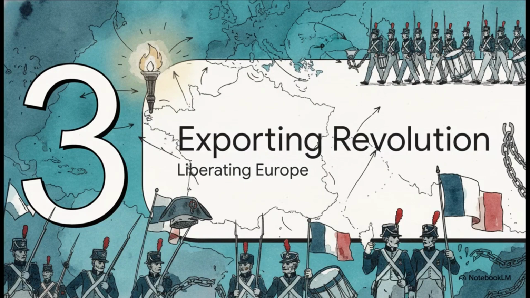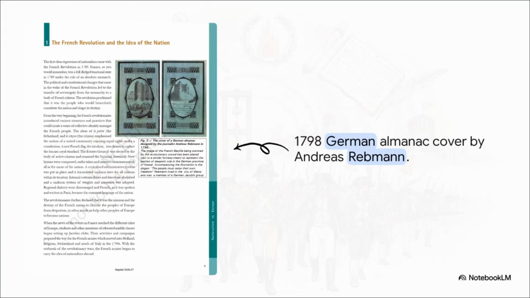Section 3. Exporting the Revolution. Once they had consolidated this new identity at home, the revolutionaries made a pretty bold declaration. Their ultimate mission was to liberate the rest of Europe from despotism. And this perfectly captures how that message landed abroad.